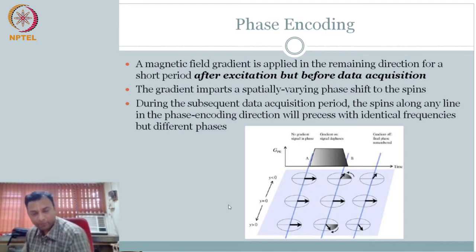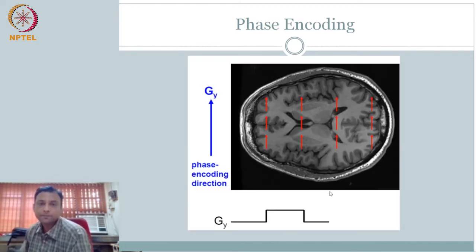Now if I apply the x gradient, right? Along the y direction I have phase difference but the same frequency. With the x gradient, along the x direction there will be frequency encoding. Along the y direction I will have phase encoding. So I can exactly tell from the phase and frequency analysis where the signal came from. Correct? So this is my y direction. I apply the gradient just before recording.